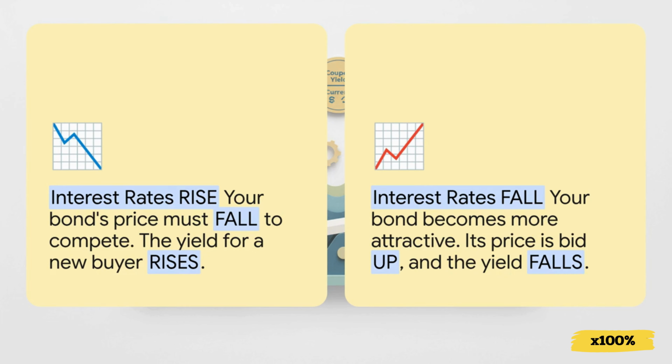You have to lower its price. Now, the new person who buys it pays less, but they still get your original coupon payments. So for them, the effective return, their yield, is now higher, which makes your old bond competitive again.